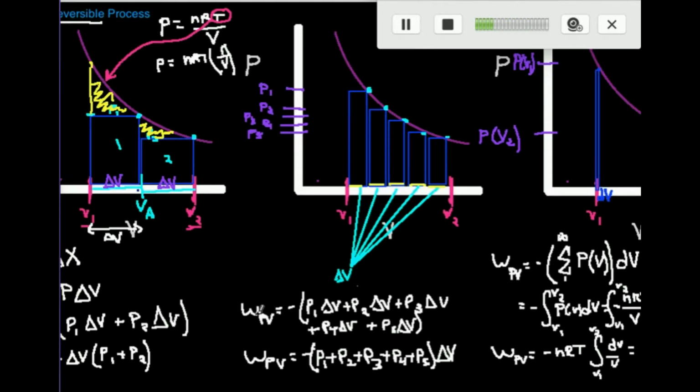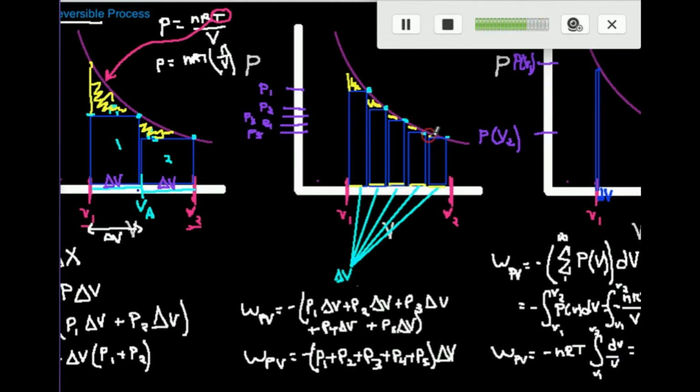All right, so the PV work is going to be negative P delta V, but all the pressures times their delta V's is going to be P1 times delta V, plus P2 times delta V, plus P3 times delta V, plus P4 times delta V, plus P5 times delta V. And notice what I can do again, I can group these any way I want, and I can pull all the pressures out because they're all multiplied by delta V, and I get that the PV work is equal to negative delta V times the quantity P1 plus P2 plus P3 plus P4 plus P5.